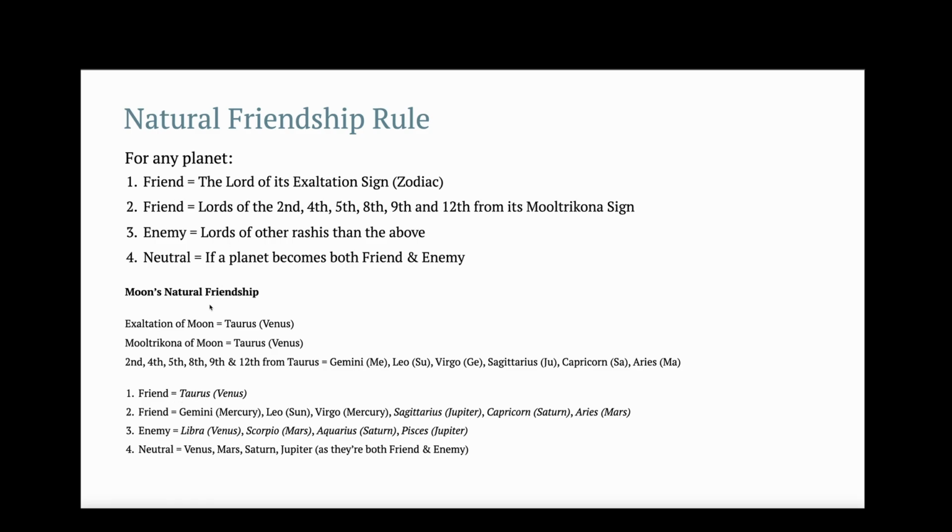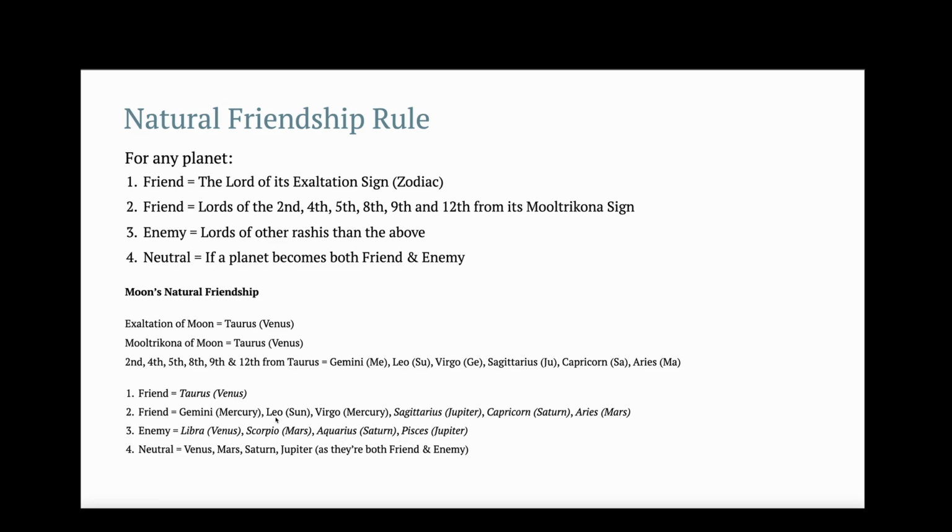Now from the second rule, the 2nd, 4th, 5th, 8th, 9th, and 12th from Taurus are Gemini, Leo, Virgo, Sagittarius, Capricorn, and Aries. So those signs' rulers, Mercury, Sun, Mercury, Jupiter, Saturn, Mars, become friends of Moon. Now let's look into the third rule, the lord of the other signs. So the lord of the 3rd, 6th, 7th, 10th, 11th signs are Libra, Scorpio, Aquarius, and Pisces.